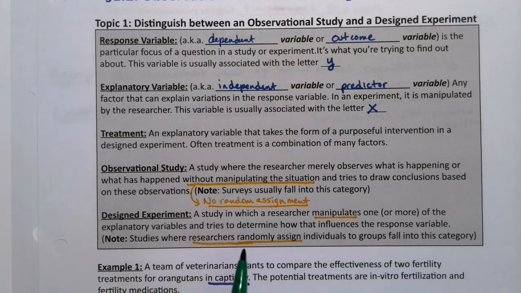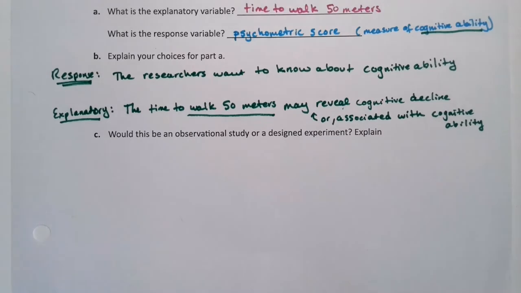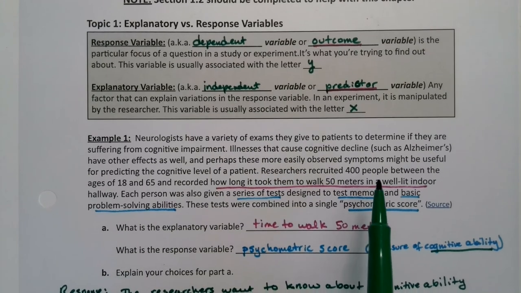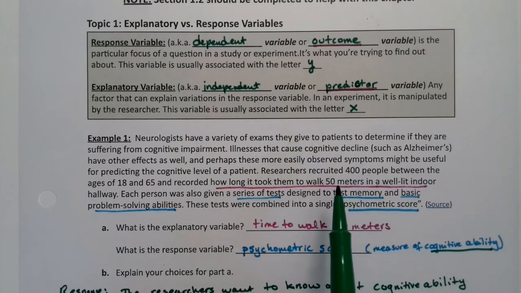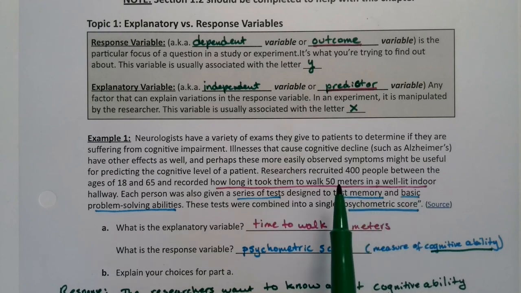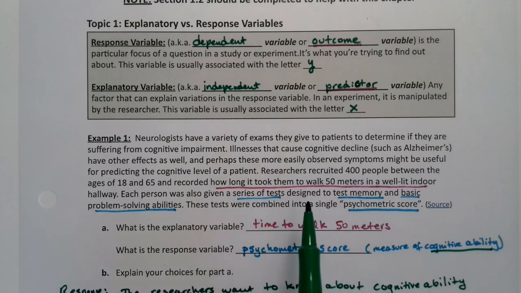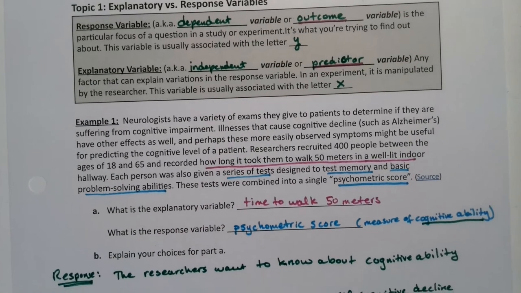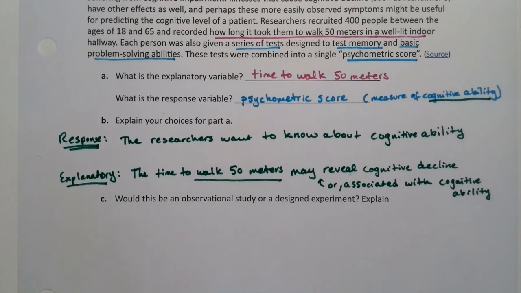All right, so then that means that our study is an observational study, and here's why. Even though we recruited 400 people, it's not like we have half of them randomly assigned to walking 50 meters in an indoor hallway and half of them assigned to walking 50 meters outdoors. Or we don't have half of them walking 50 meters and half of them walking 100 meters. We're not manipulating this. We're actually just having them do this, observing their times, and then having them take these tests and observing their test scores. Everything is observed. It's equivalent to asking them survey questions. It's just they actually have to physically do something for these survey questions. So this is an observational study.